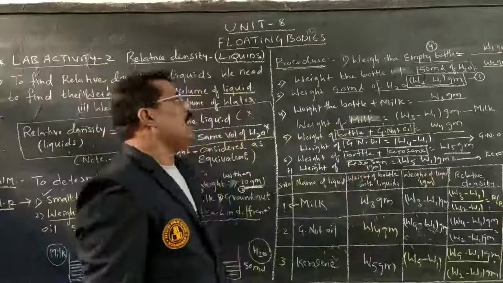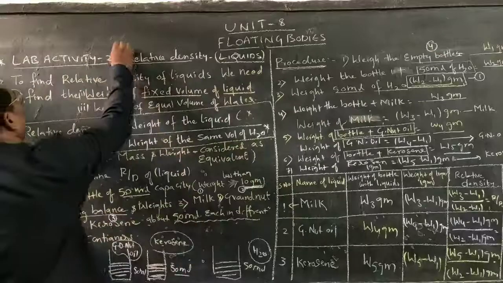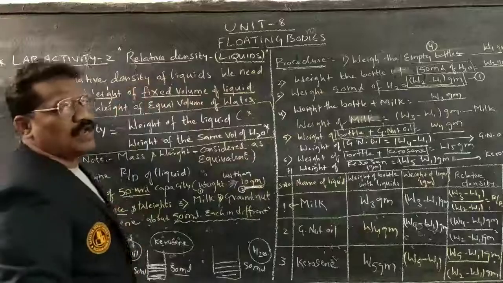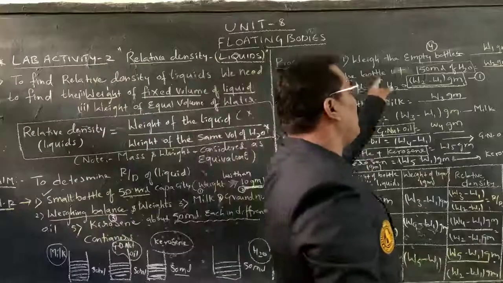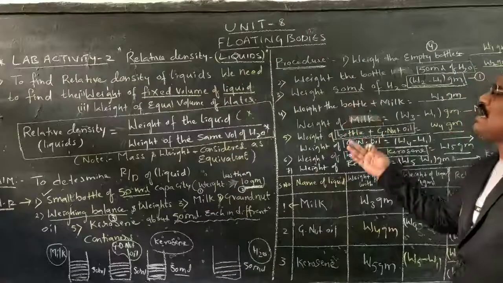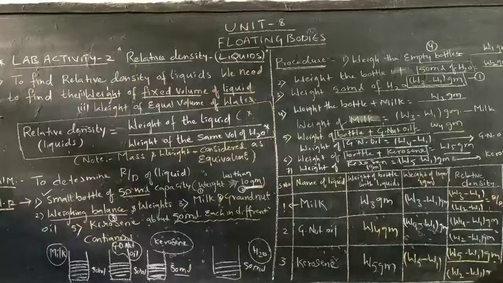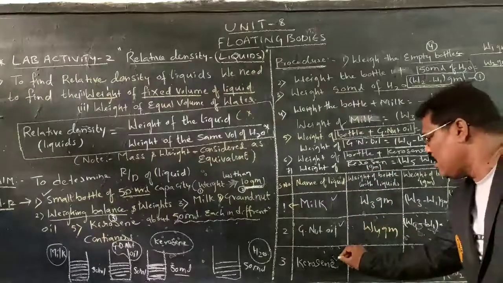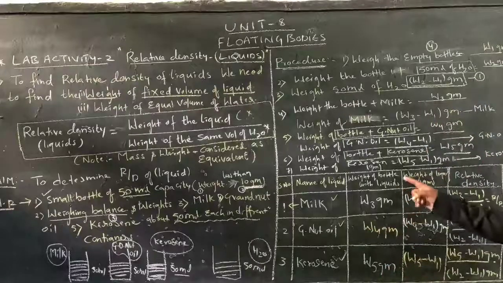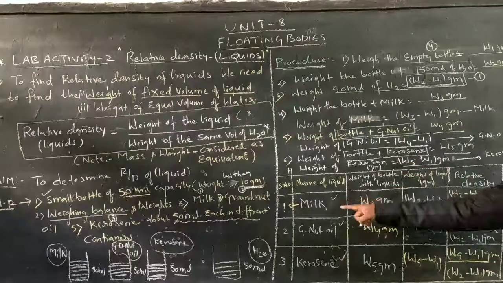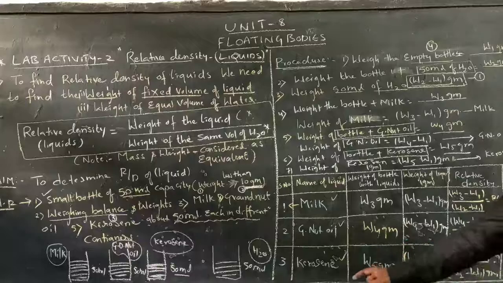This is the way to determine the relative density of liquids, in the same way as we determined the relative density of solids. There are different types of liquids. Milk is one liquid, groundnut oil is another, and kerosene is another. By substituting the values in this formula, we will get the relative density of milk, groundnut oil and kerosene.